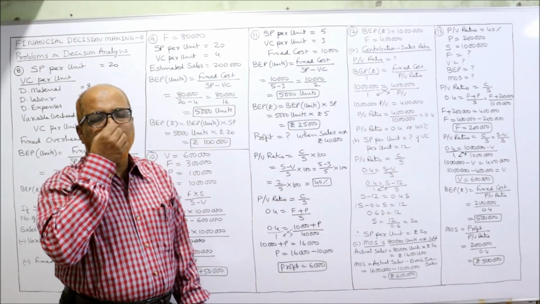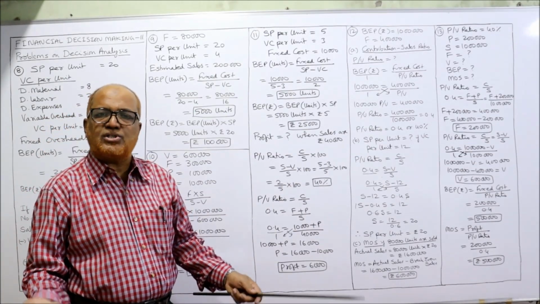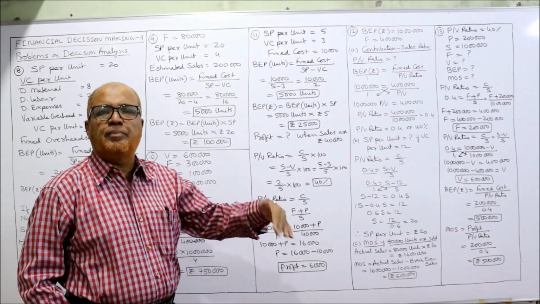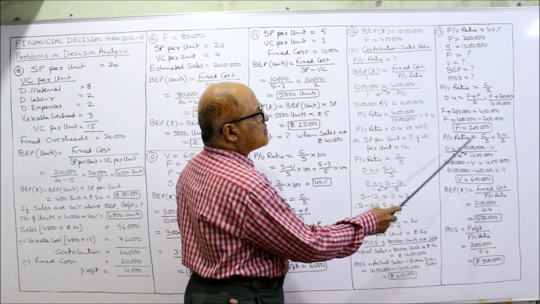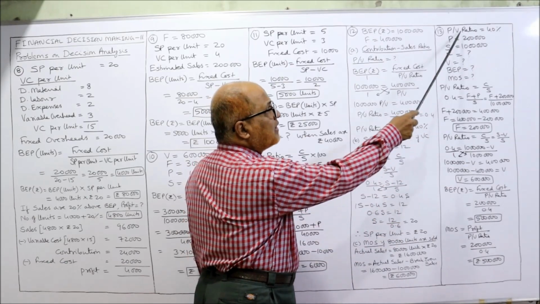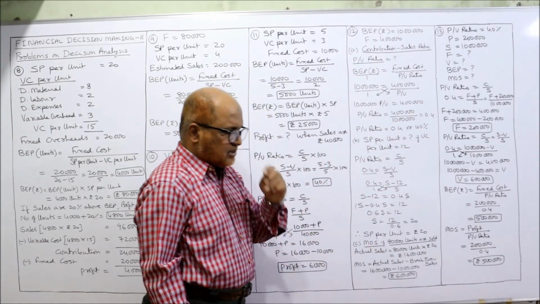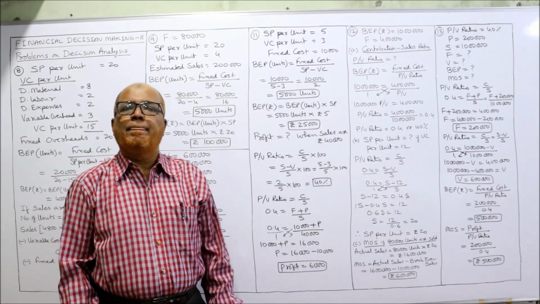Now break-even point. The formula for BEP is fixed cost by PV ratio. We have the fixed cost and we have the PV ratio. Simply substitute. Fixed cost, just now we calculated, 2 lakh rupees, divided by PV ratio. PV ratio is given in the problem, 0.4. So 2 lakh divided by 0.4 is 5 lakh rupees. That's all. We got the BEP.